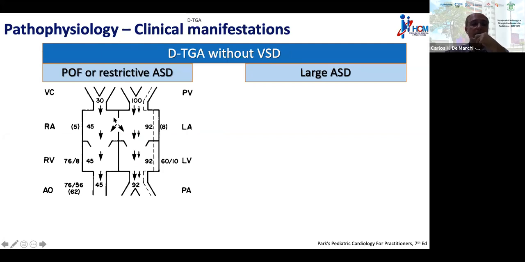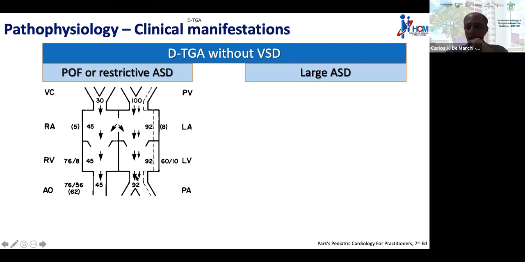Okay, poor mixture. Okay, see in the chambers the saturation and the pressure. Systemic venous saturation is 30%. In the atrium, a little bit increased because the mixing is poor, it is a small orifice here: 30, 45, 45, and 45 to the aorta. It's not good, the baby will be bad. And on the other side, 92% because of the mixing, 92% and 92%.